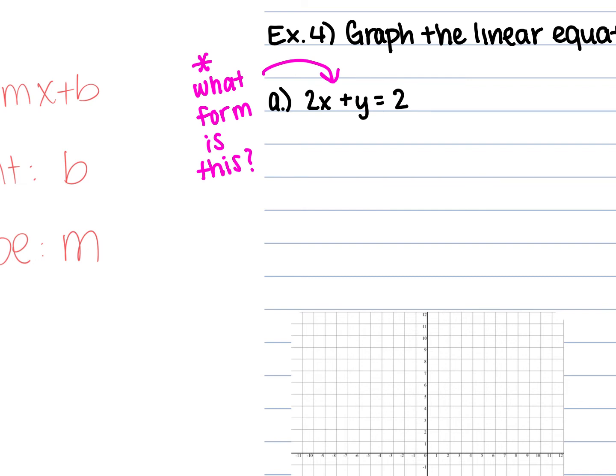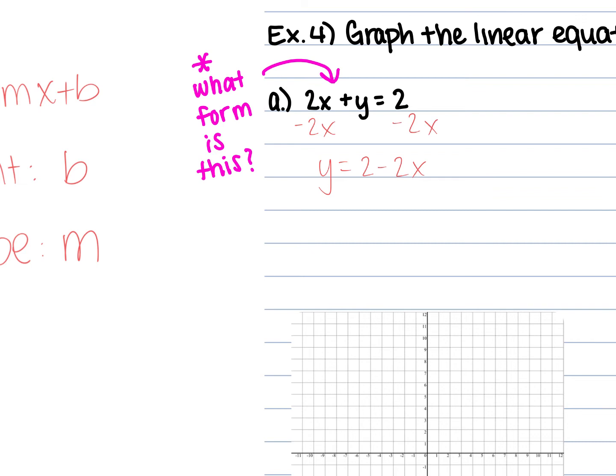What could we do to make 2x plus y equals 2 into slope-intercept form? Austin? Will you subtract 2x? Are we good on that? Yes? So if we subtract 2x, what do I now have as my equation? Addison? y equals 2 minus 2x. Very good. Now, this is still not in y equals mx plus b form. Does anyone know why? Matthew? Because the x is on the right side.